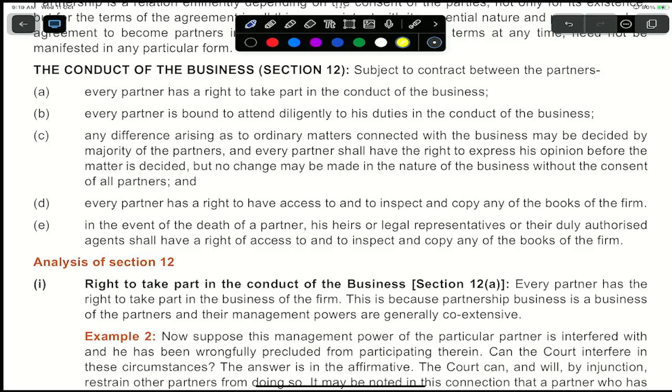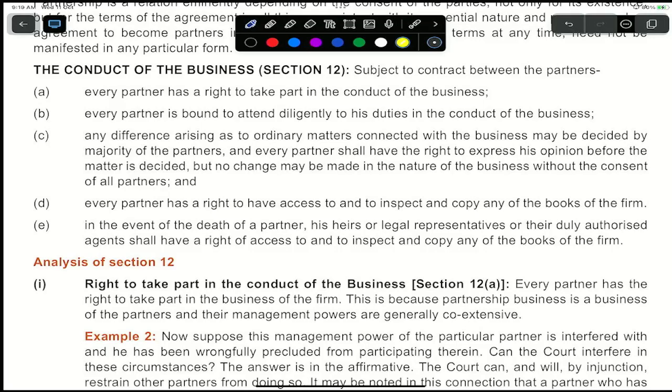See there. The conduct of the business subject to the contract between the partners. What is the meaning of that? Read the heading of the section first. Means what? How to conduct the business of a partnership. How to conduct? You have to write a deed, correct? If deed is written, these are not applicable. Just now I told you, na? If you write the deed, follow the deed directly.